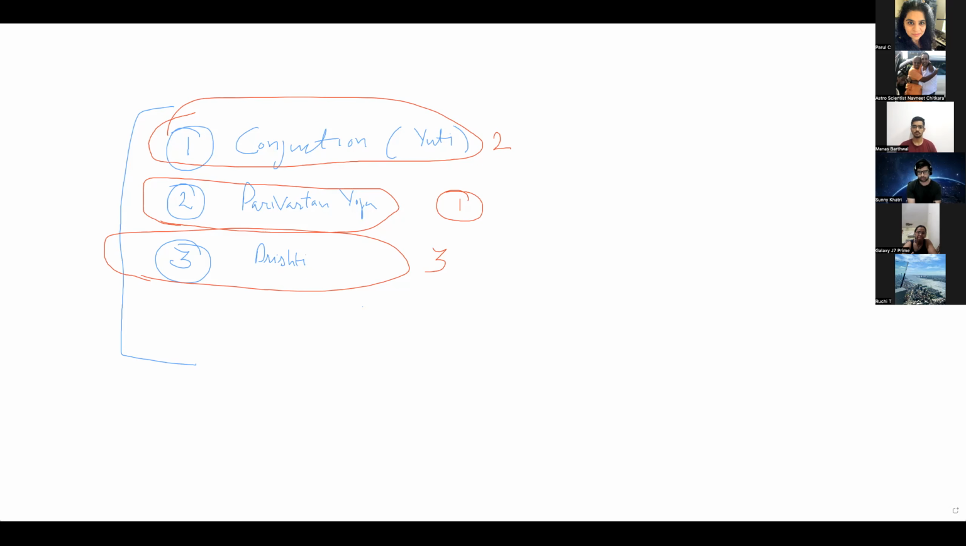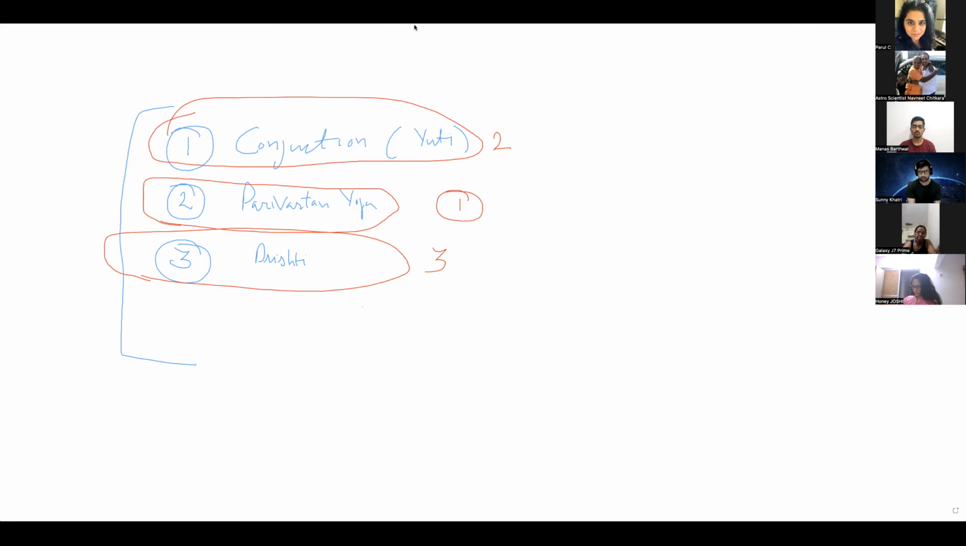Kendra lord sitting in the Trikona, Trikona lord sitting in the Kendra, is one of the biggest Raj Yogas. Or Kendra and Trikona planets sitting together. Such yogas Muni Parashara has given a lot of importance. Parivartan Yoga has been considered the most powerful yoga ever. The conjunction is at the second number in the hierarchy.